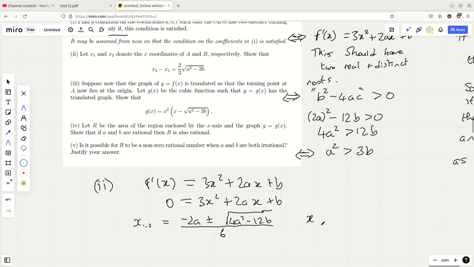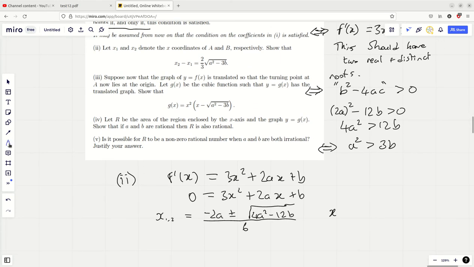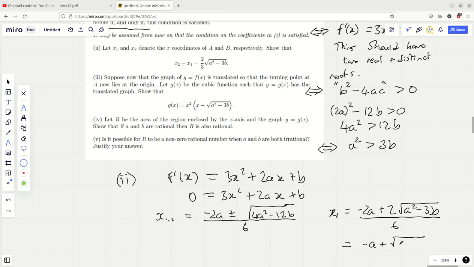And specifically, I don't know if they've labelled x2 and x1 here, but we clearly want it to come out positive. So if we have x2 as our first positive answer, minus 2a plus, and I'm going to take the 4 out and square root it to 2, root a squared minus 3b. Now it looks a bit more similar to their answer, doesn't it? Over 6. Obviously, I can simplify that to minus a plus root a squared minus 3b over 3.